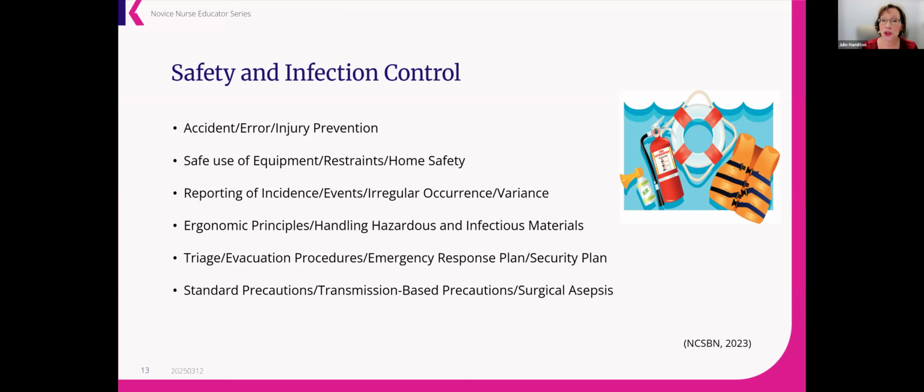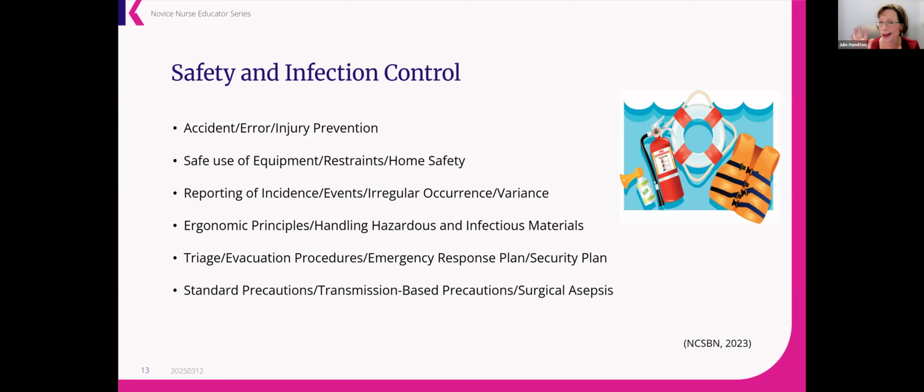So safety and infection control includes accident, error, and injury prevention across the lifespan, safe use of equipment, restraints, home safety, reporting of incidents and events, and ergonomic principles. And this comes back to you maybe being a fundamentals teacher, that foundations teacher, teaching body mechanics and safe transfers. That's on the NCLEX. So this is part of the NCLEX.